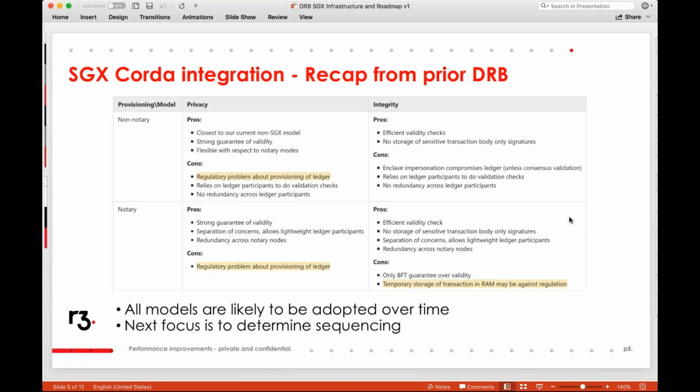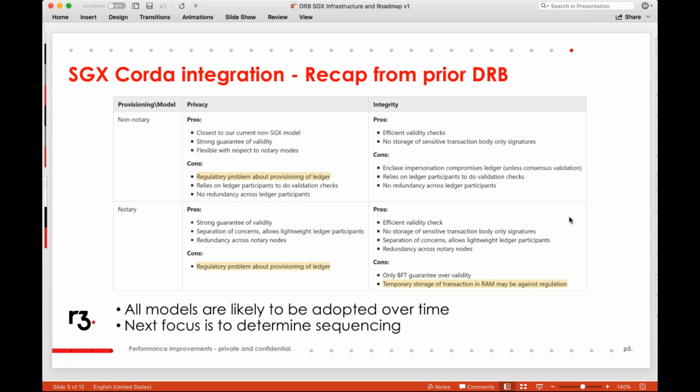So let's kick off with the recap of the last DRB, which concerned the integration to Corda. How do we integrate SGX with Corda? And we came up with sort of two dimensions to the integration points. One is what we store in the ledger, and the second is where we store it.